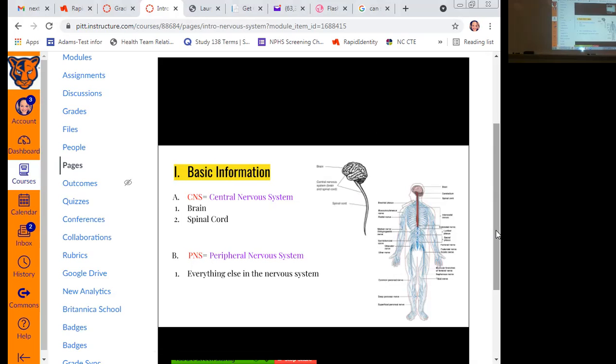Where do we find our brain? What's this called? Your skull. Okay, because we're going to use our medical terms, so skull. Remember, there's this special thing that runs through here. What's it called?